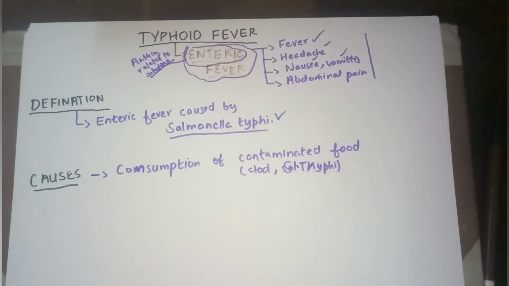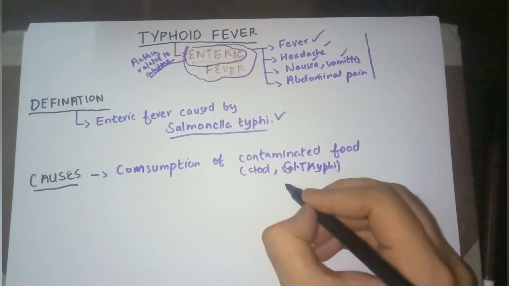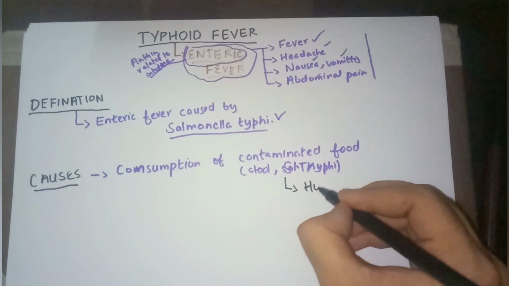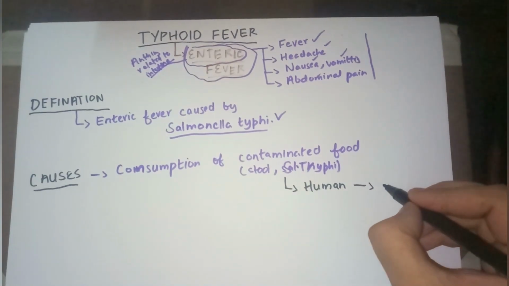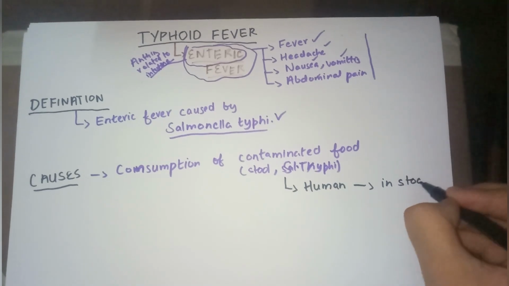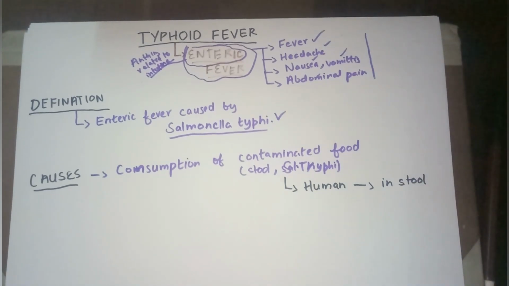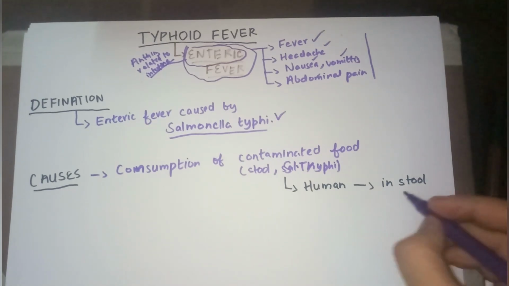So in consumption of contaminated food, what is that contamination? It is not grass or urine, nothing. It is stool containing Salmonella typhi. So how is it possible that stool contains Salmonella typhi? Because the main thing is that normally humans are the reservoir of Salmonella typhi. It is present in the stool of human beings.